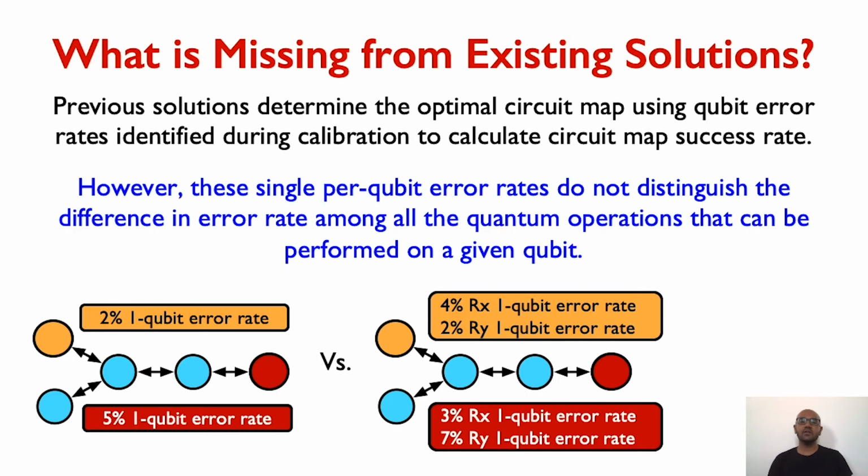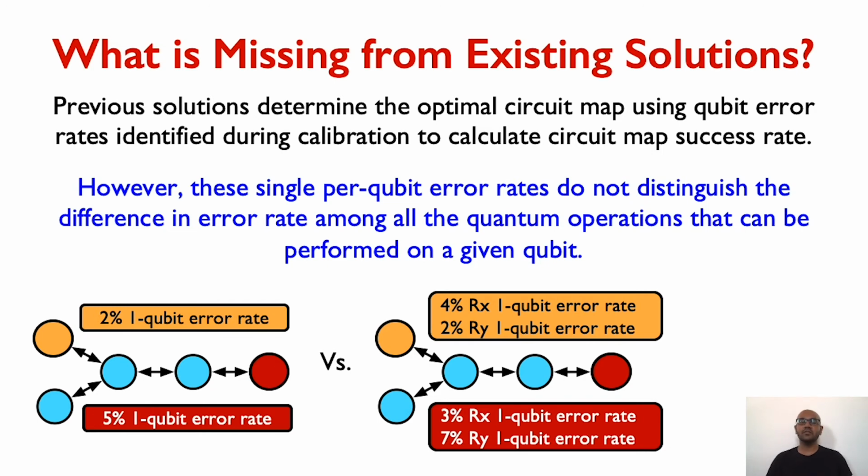So we can determine the optimal circuit map if we know the success rates of the subcomponents, but it is not always trivial to know what these success rates would be, especially because they vary from qubit to qubit and they also vary temporally, as we'll see after this. So previous solutions have determined the optimal circuit map by using the error rates of some operations which are performed during the calibration of the machine. And then these error rates are used as a proxy for all operations which are performed on that particular qubit.